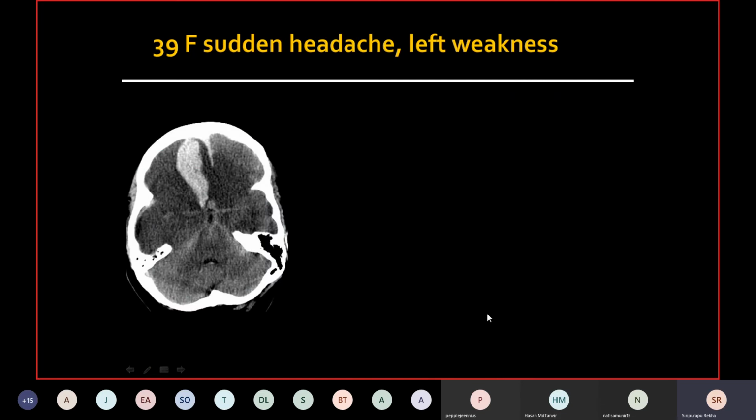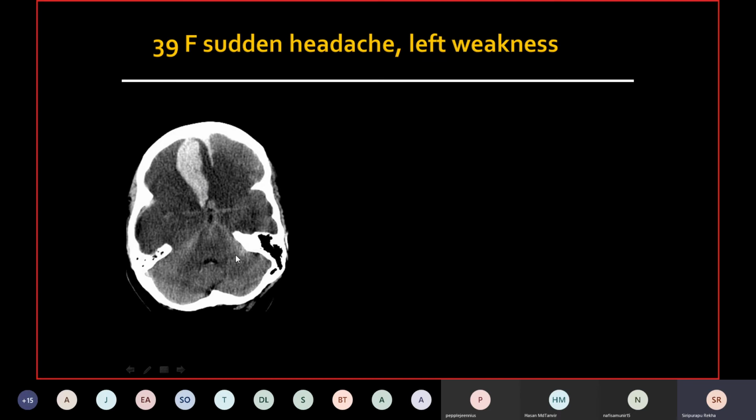So let's look at some examples. This is a 39-year-old coming in with sudden headache, left-sided weakness. The primary abnormality that one identifies readily is the fact that there is a big frontal lobe hematoma. So lobar hematoma in a young patient.